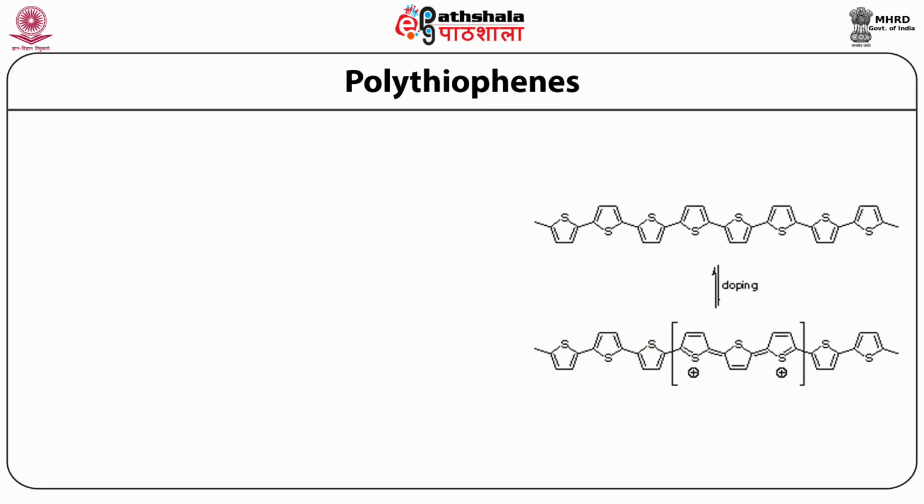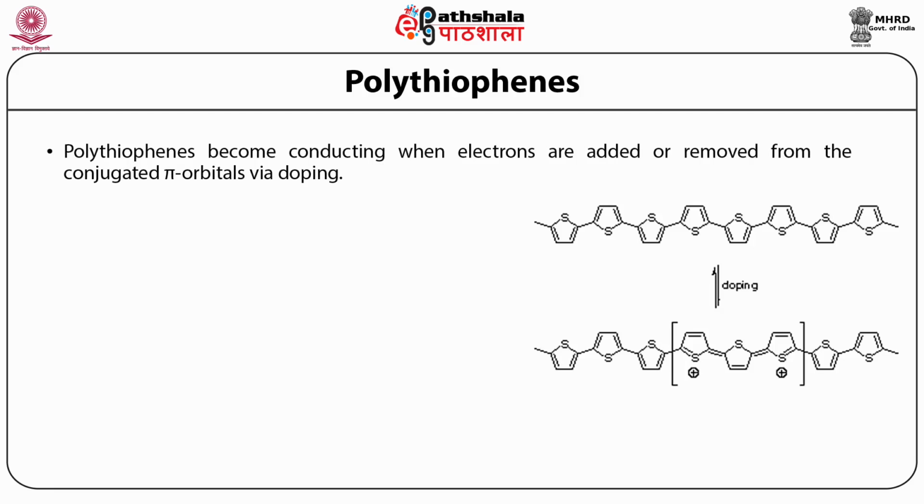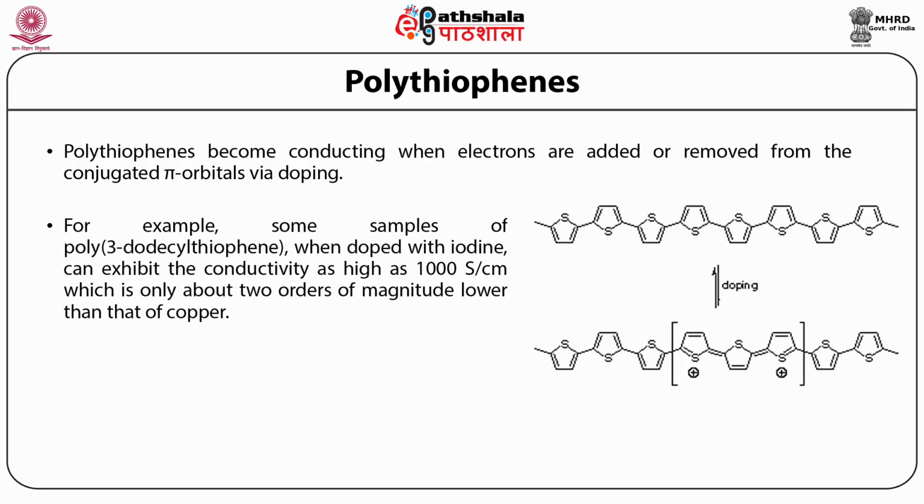Polythiophenes. Now students, we are continuing the discussion on polythiophenes. Polythiophene becomes conducting when electrons are added or removed from the conjugated pi orbitals via doping, as shown in the figure below.